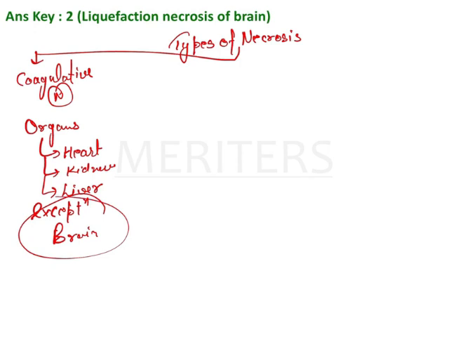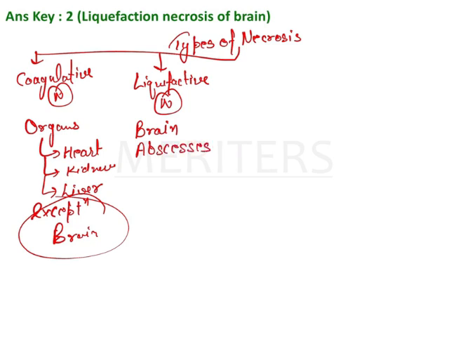Now the second one is liquefactive necrosis. When we talk about liquefactive necrosis, the most common organ that shows this particular necrosis is your brain. Then you can see it in abscesses. Wherever you see abscesses, there will be liquefactive necrosis, and that can also be seen in pancreatitis. So these are certain important examples of liquefactive necrosis.